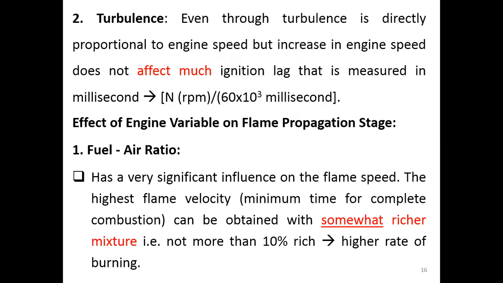Right here. The second variable that has an effect on the ignition lag state is the turbulence. We know that turbulence is directly proportional to the engine speed. So if we go for higher engine speed, we expect to have higher turbulence. But the increase in the engine speed does not affect the ignition lag state much, which is measured in milliseconds. What does it mean here?